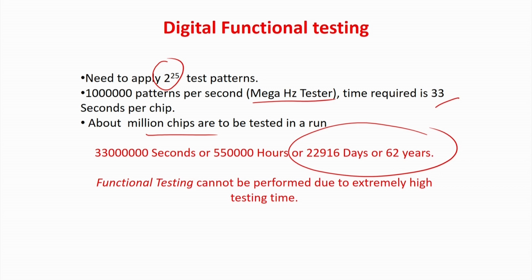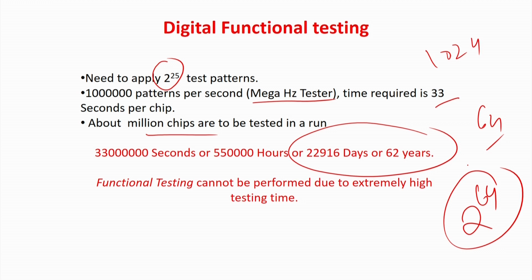So this is a simple 25 bit input. A practical circuit will have 1024, or it can even have 64 bit inputs. So if you have to apply all 2 to the power 64 combinations, forget about 1 million samples. In years and millions of years also, you will not be able to test a single chip.